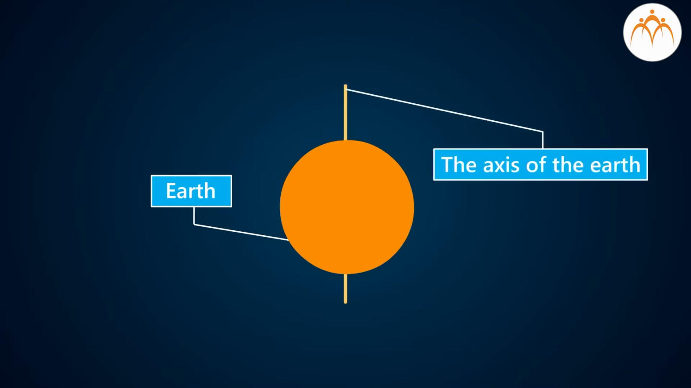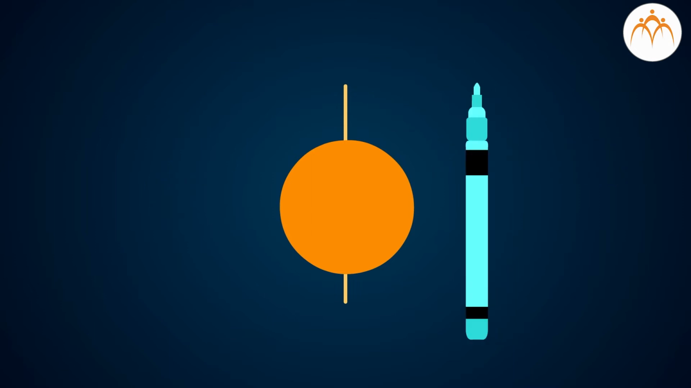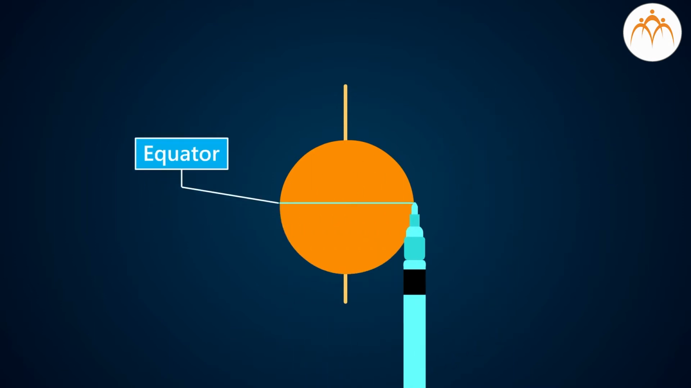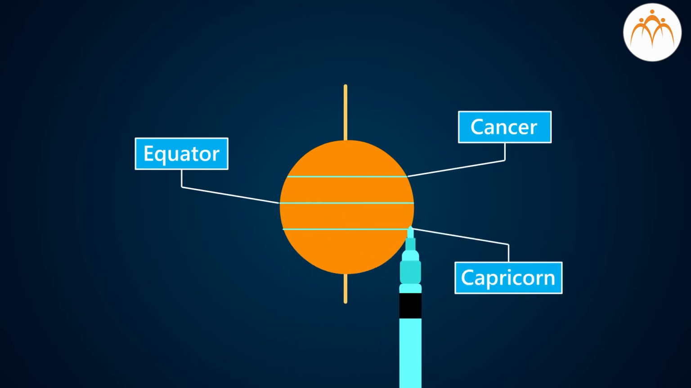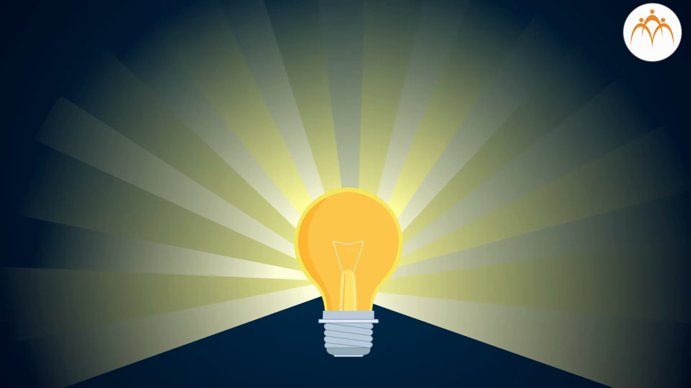Take an orange, which acts as the earth, and pass a stick through its vertical section. We will consider this as the axis of the earth. With a marker, draw the equator, the Tropic of Cancer and Tropic of Capricorn on the orange. Next, take a pointed source of light mounted on a socket, which acts as the sun.